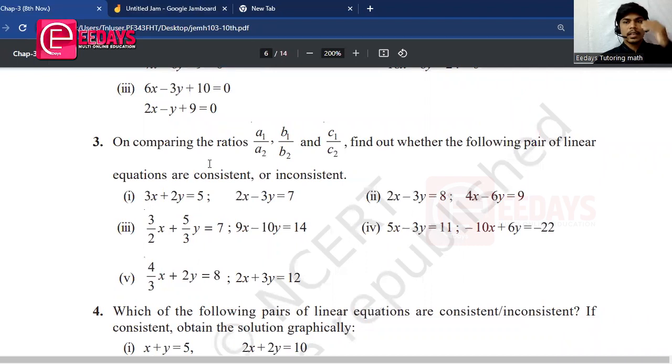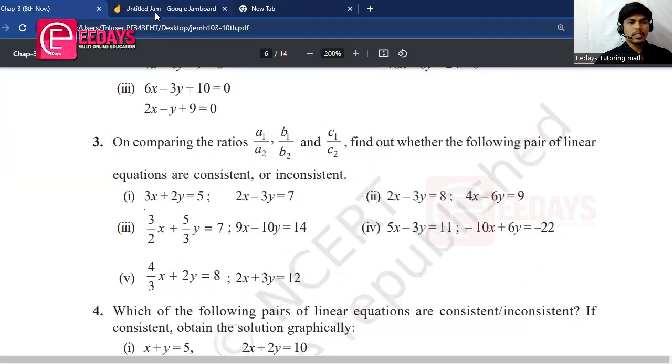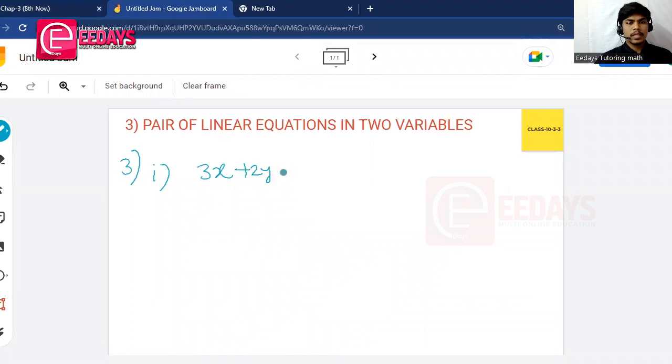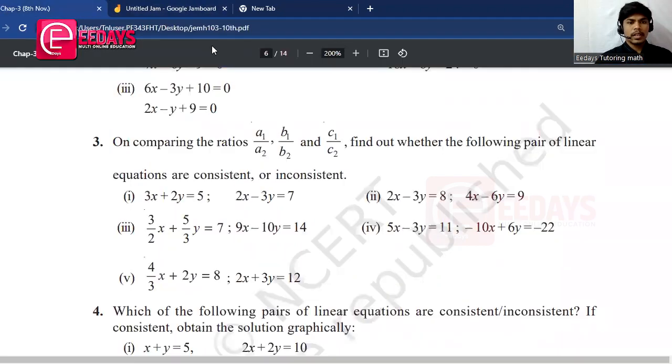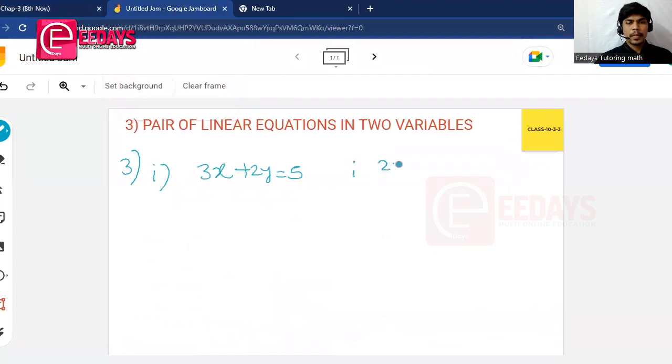Consistent is nothing but the pair of linear equations has some solution. For inconsistent, it does not have any solution, no solution. Let's start the sum. The equations given are 3x plus 2y is equal to 5 and 2x minus 3y is equal to 7.